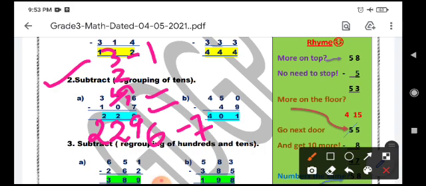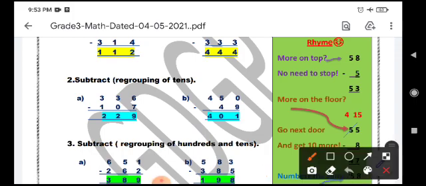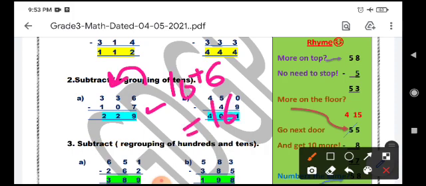One second, let me teach you this once more. You are having more on the floor here. So what will you do? You will go next door and get 10 more from it. When you get 10 more, 10 plus 6 will make 16. Here we will write 16 and it will get less by 1. 3 minus 1 is 2. So now I am having 2 and 16 here, and you will do the subtraction part like that.